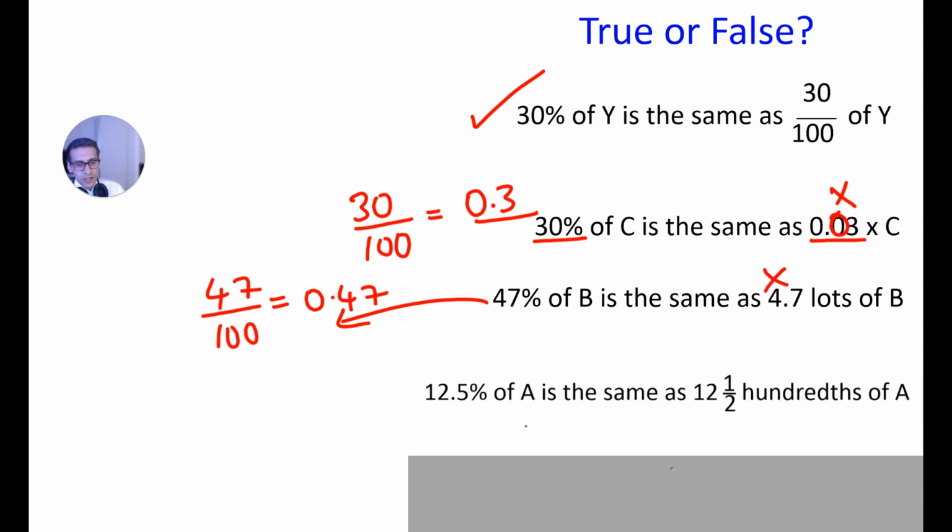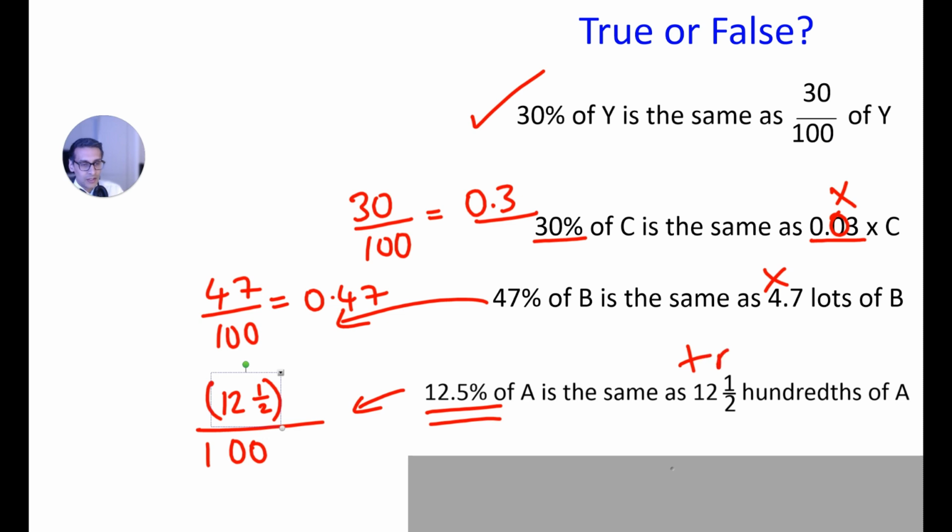And finally, 12.5% of A is the same as 12.5 hundredths of A. Pause the video and decide what you think it is. Okay, now I'm going to tell you the answer. So 12.5 hundredths. Now it feels a bit odd to put a fraction in a fraction, but you're allowed to do that. And this is essentially 12.5 over 100, which is 12.5%. So in this case, this is true.